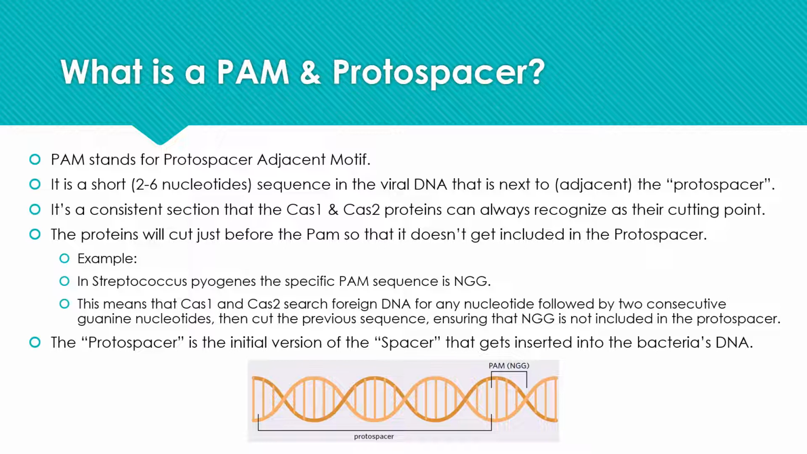So what happens is Cas1 and Cas2 will go looking at the foreign DNA for any nucleotide. It could be, like I said, A, T, C, G, then followed by 2 consecutive guanine. So they're looking for that little sequence. If they find, say, AGG, they go, that's my PAM. That is my short little sequence that I happen to know comes right next to the protospacer. So what they'll do is they will then cut it in such a way that the AGG doesn't get included. And now they have their protospacer.